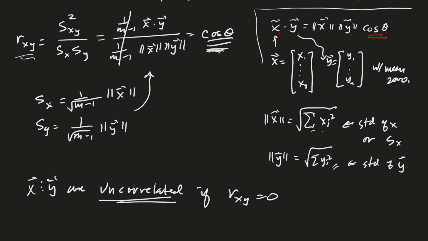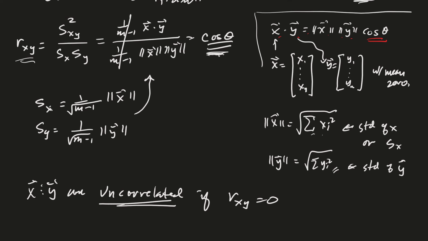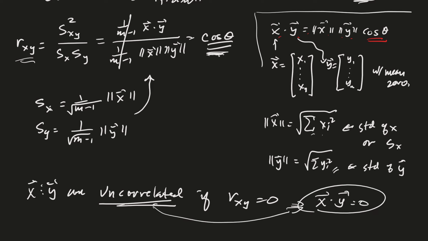Using our notation here, you can see when is rxy equal to 0? That's when x dot y is equal to 0. And so uncorrelated means that the data as vectors is orthogonal. Uncorrelated data vectors means that the vectors are orthogonal. Good. And that's a really important point. Sometimes we don't see that because it's not an easy thing to visualize right off, but the linear algebra notation, I think, makes it really clear.